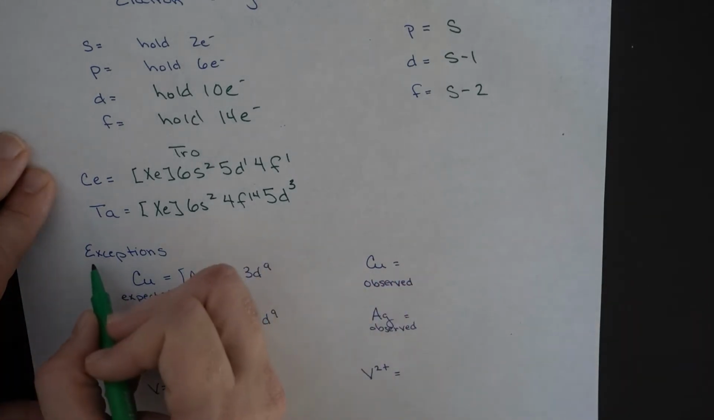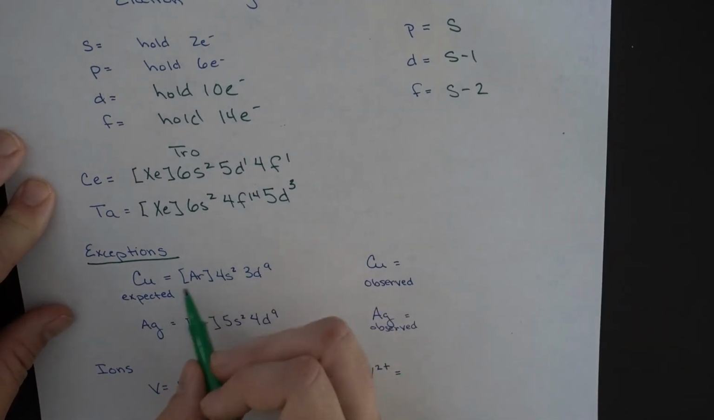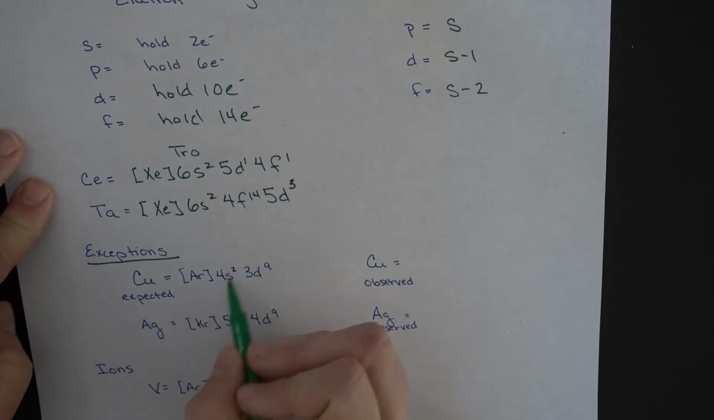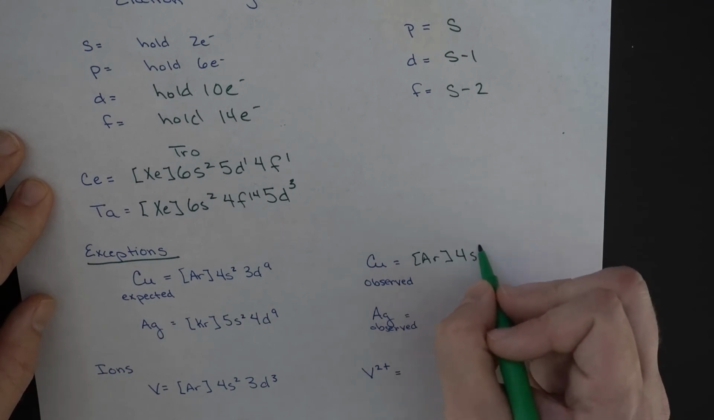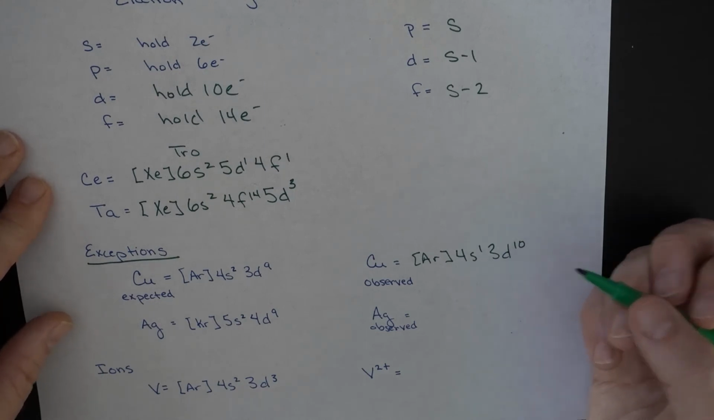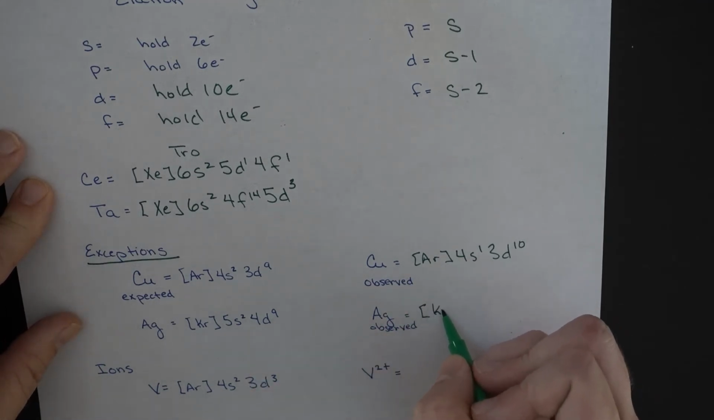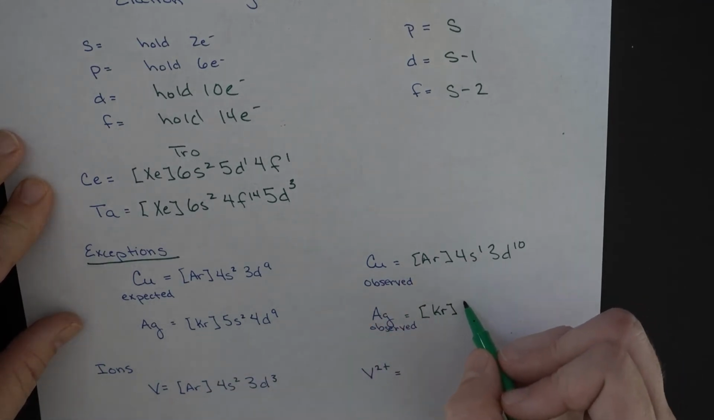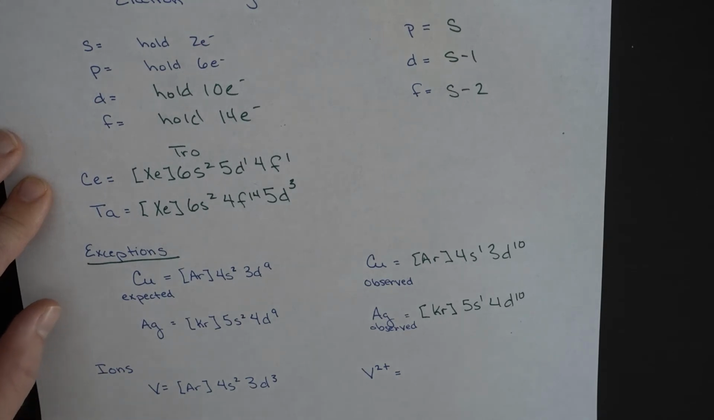Now, there are some other things I want to draw your attention to. One of them is exceptions. So there are some exceptions to how this works. Copper we'd expect to be argon 4s2 3d9. You can go through and do that, but when we observe it, it actually behaves like it's 4s1 3d10. That's based on its spectroscopic and magnetic properties. Same thing here with silver. So it's observed to be this way when it's expected to be this way. I do not hold you responsible for memorizing these. I do want you to understand that they do exist. Your book calls them out.